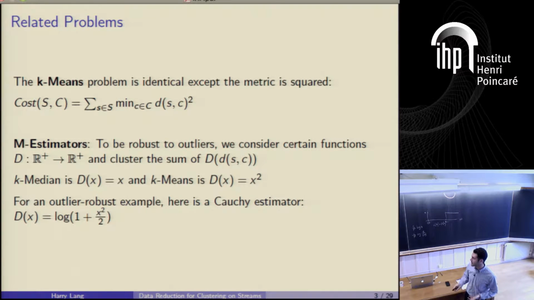Basically, all the regular nice functions are going to fall into this, and this is going to apply to all of those. One typical example of this is a Cauchy estimator, which drops off like a log as you go to infinity. So if you want to cluster, it might be more robust to outliers to change the objective function that we're trying to minimize.